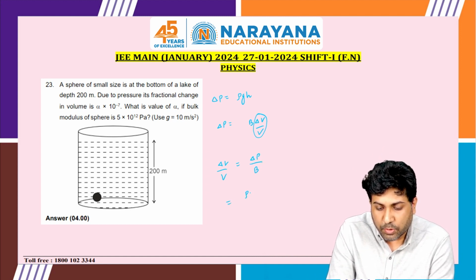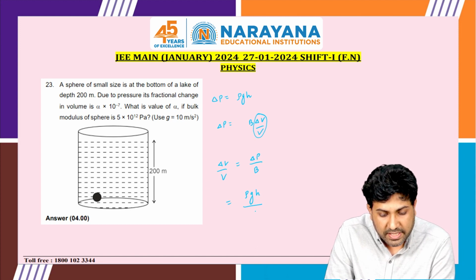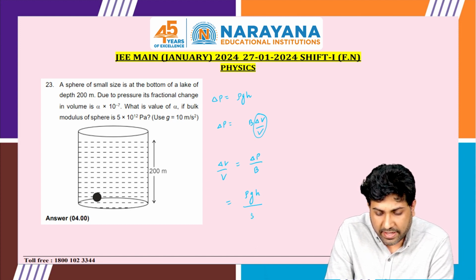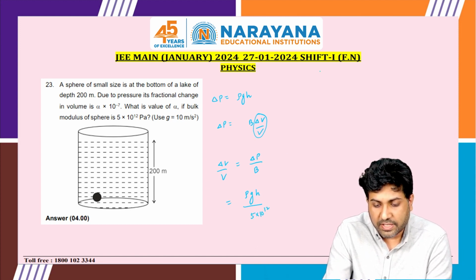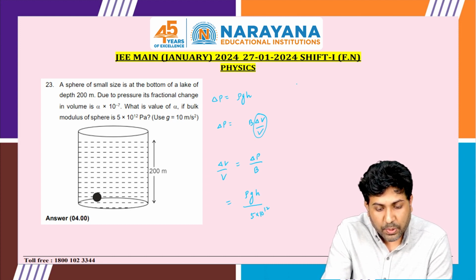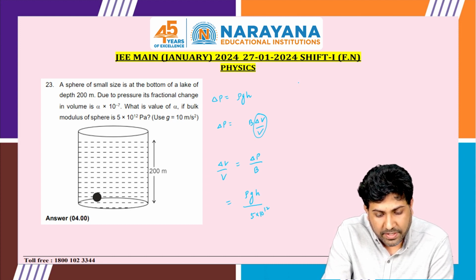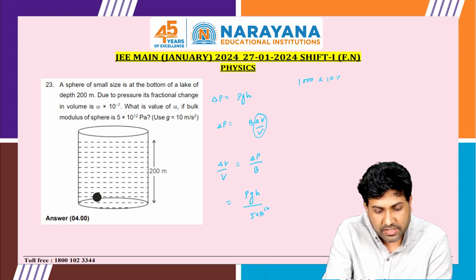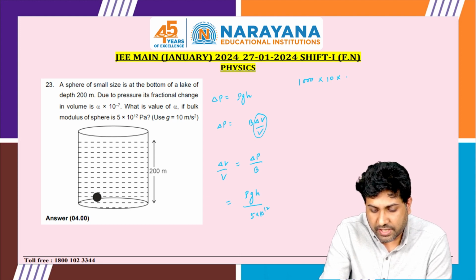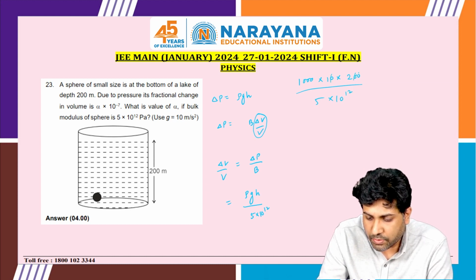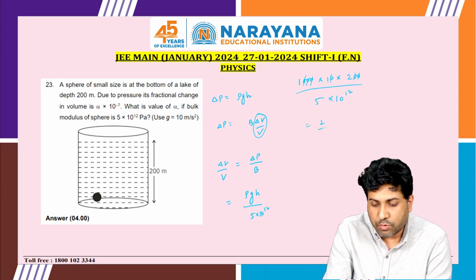Now delta P is rho gh, and the bulk modulus is given to us in the question, 5 into 10 raised to the power 12. So let's solve it. Rho is the density of water, let's take it as 1000 kg per meter cube. G is 10, h is 200 meters, divided by 5 into 10 raised to the power 12. So 1, 2, 3, 4, 5, 6, this will become 10 raised to the power 6. 2 by 5 into 10 raised to the power minus 6.